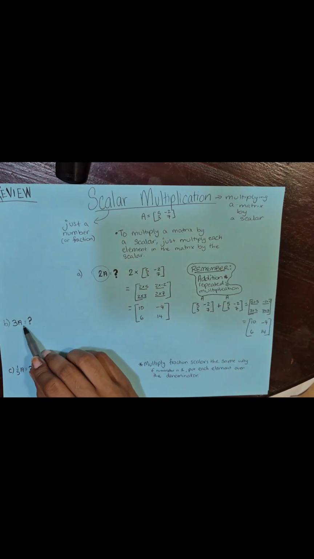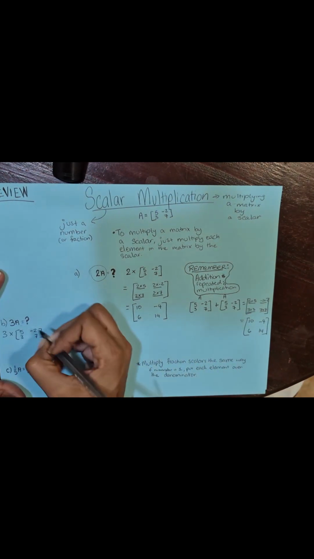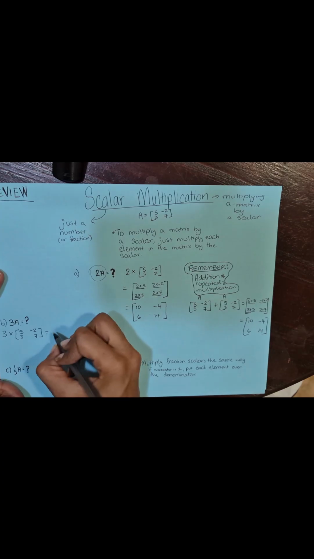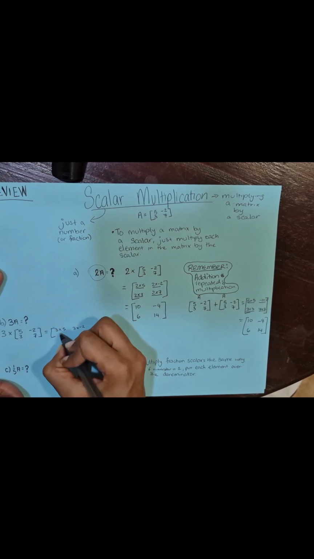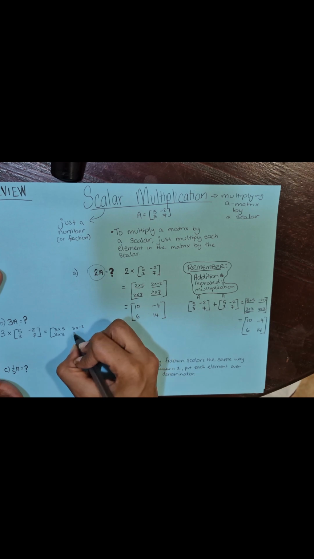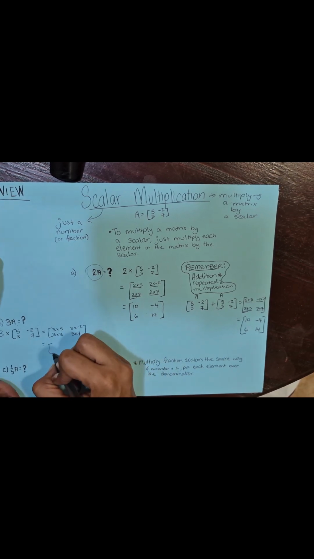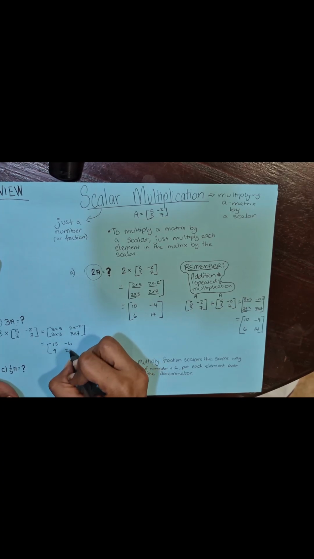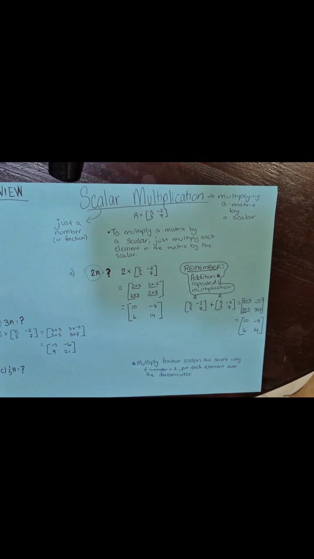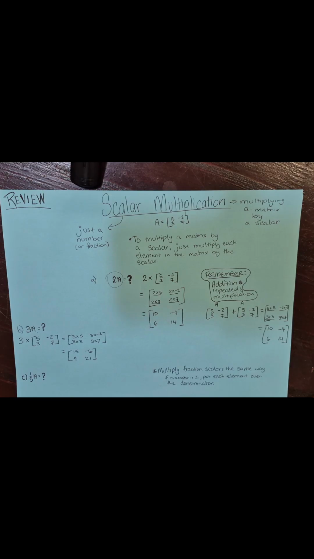So 3a would be 3 times a. If we do it using scalar multiplication, then we just multiply each thing inside the matrix by the scalar. 3 times 5, 3 times negative 2, 3 times 3, and 3 times 7, you'll get 15, negative 6, 9, and 21. If you cannot remember scalar multiplication, then you just remember that repeated addition is multiplication.